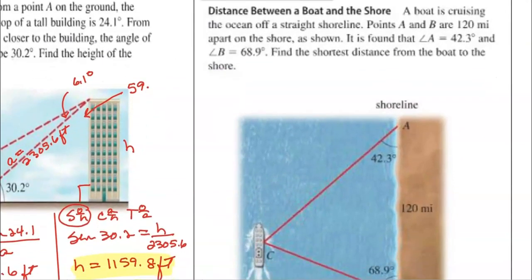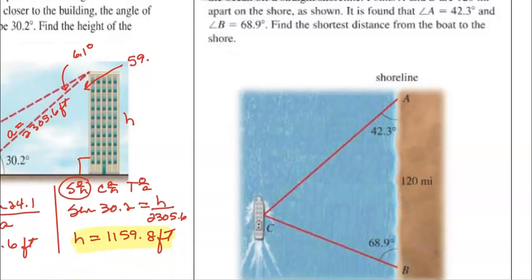Okay, next thing. The distance between the boat and the shore. A boat is cruising the ocean off a straight shoreline. Points A and B are 120 miles apart on the shore as shown. It is found that angle A is 42.3 and angle B is 68.9. Find the shortest distance from the boat to the shore. So that's interesting. That means they want a vertical line.